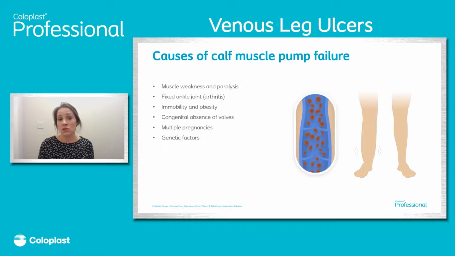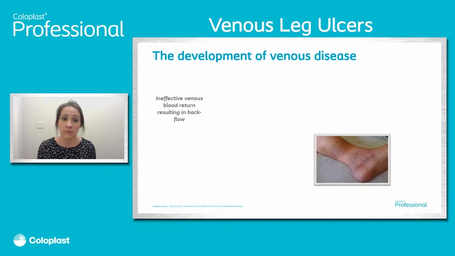It may be that somebody has a congenital absence of the valves within the veins, causing that backflow. Multiple pregnancies and the weight of the baby can have an impact on our lower limb structures, and in turn that can affect our venous return and our pump muscle back, and then genetic factors. So all things that we need to take into account as part of our assessment of patient when we're looking at venous leg ulcers.